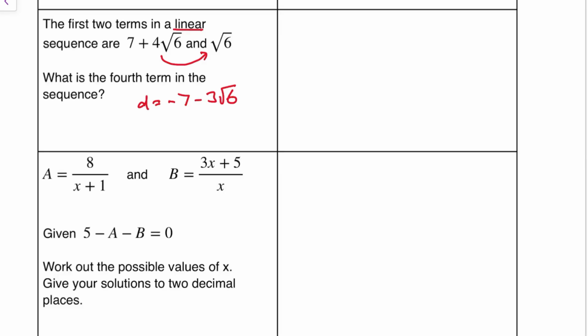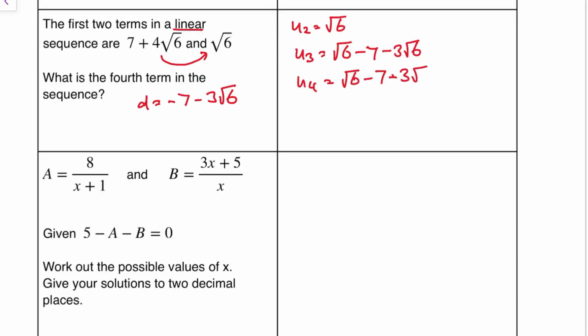And then it says, what is the fourth term? Well, it tells me my second term is root 6. So therefore my third term must be root 6 minus 7 minus 3 root 6. And my fourth term must be the thing above, so root 6 minus 7 minus 3 root 6 minus another 7 and minus another 3 root 6. Let's try and clean all this up. So I've got a minus 7, which is minus 14, a root 6 minus 3 root 6, which is minus 2 root 6. Take away another 3 root 6's, which is minus 5 root 6.